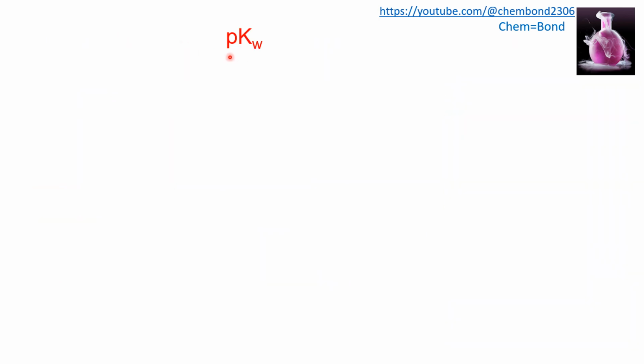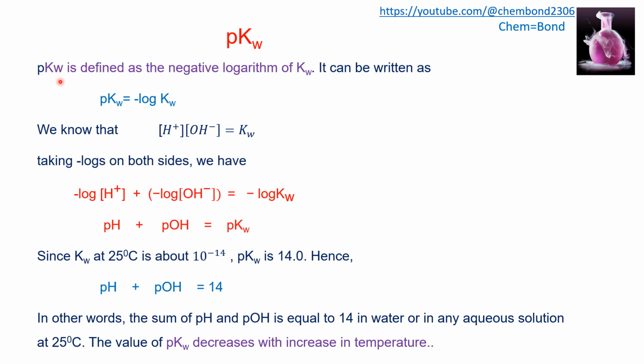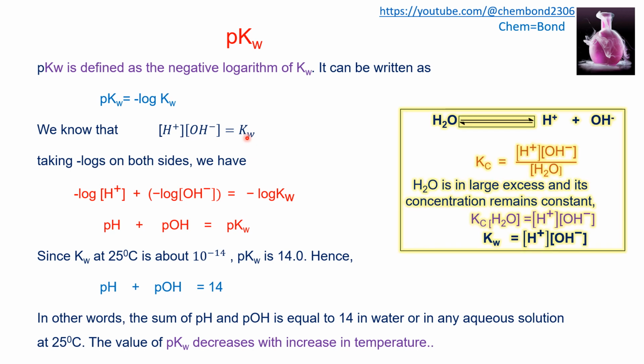The last term is pKw. Just like pH and pOH, pKw can be defined as the negative logarithm of Kw, that is the ionization constant for water, and it can be written as pKw is equal to minus log of Kw. We know that hydrogen ion concentration times hydroxide ion concentration is equal to Kw. Now how is this formula derived?